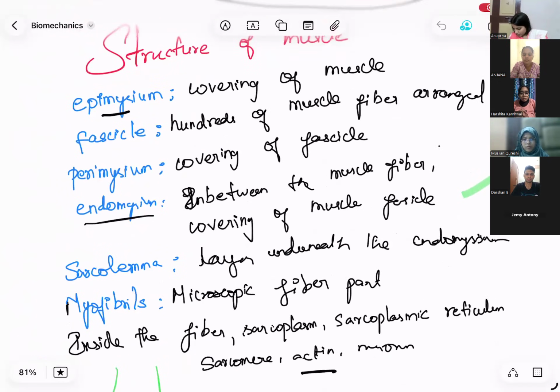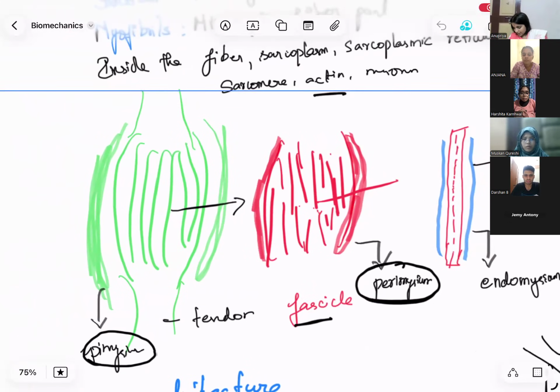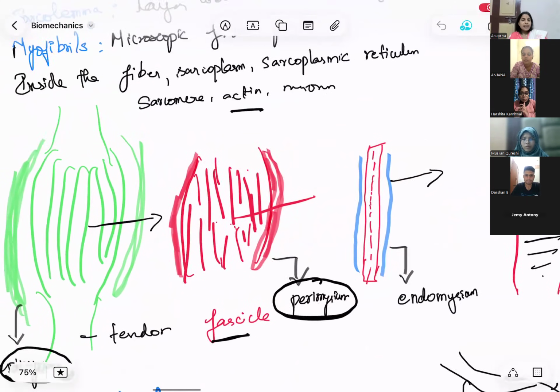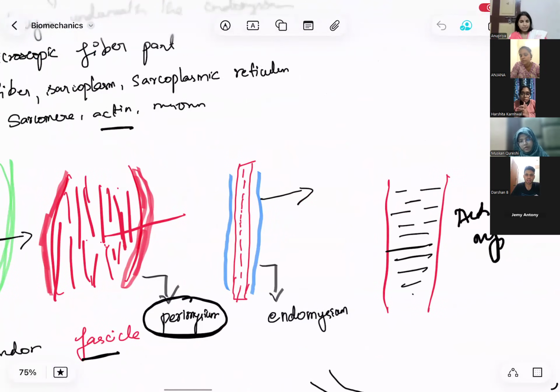I want you guys, so basically like this case. Can you see? This will be a muscle. The muscle covering is called epimysium. If we take a muscle, we will have fascicle, which has a hundred muscle fibers. That covering is called perimysium. If we take a muscle fiber, that covering is called endomysium. Inside that only we have actin, myosin and everything.